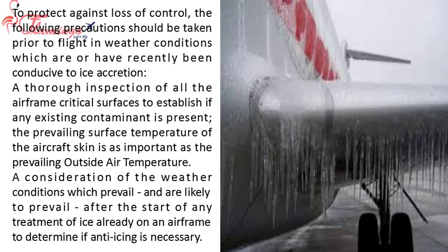To protect against loss of control, the following precautions should be taken prior to flight in weather conditions which are or have recently been conducive to ice accretion. A thorough inspection of all the airframe critical surfaces to establish if any existing contaminant is present. The prevailing surface temperature of the aircraft skin is as important as the prevailing outside air temperature. A consideration of the weather conditions which prevail, and are likely to prevail, after the start of any treatment already on an airframe to determine if anti-icing is necessary.